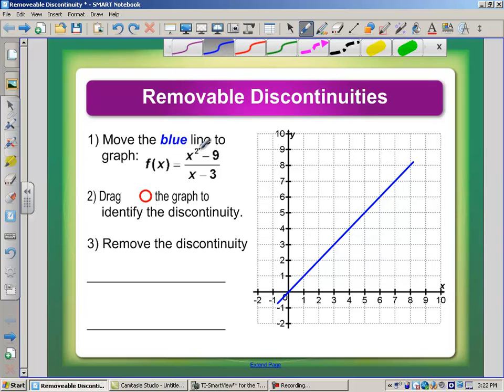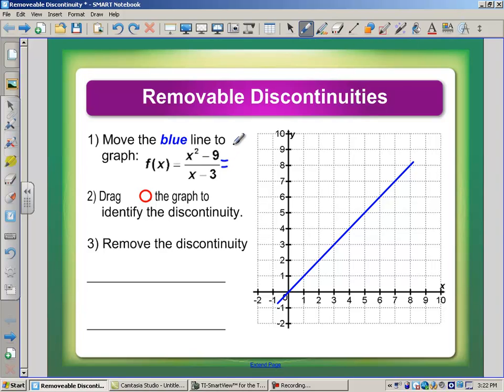Okay, so what I've got here is a rational function, top heavy, and what I want to do is show you that this actually has a discontinuity when the bottom is equal to 0 that can be removed. So if we factor this numerator, x plus 3 times x minus 3 over x minus 3, you might think that there's a vertical asymptote at x equals 3 because that's what we saw yesterday. But I also mentioned in the video yesterday that if the denominator is equal to 0, you have to make sure that it doesn't also make the top 0.